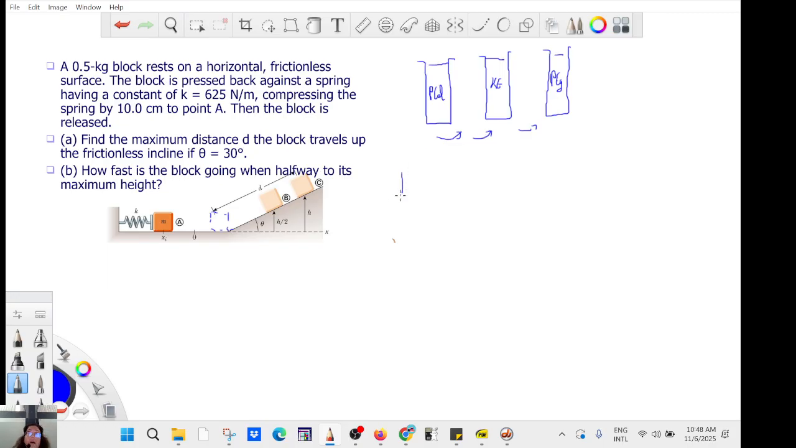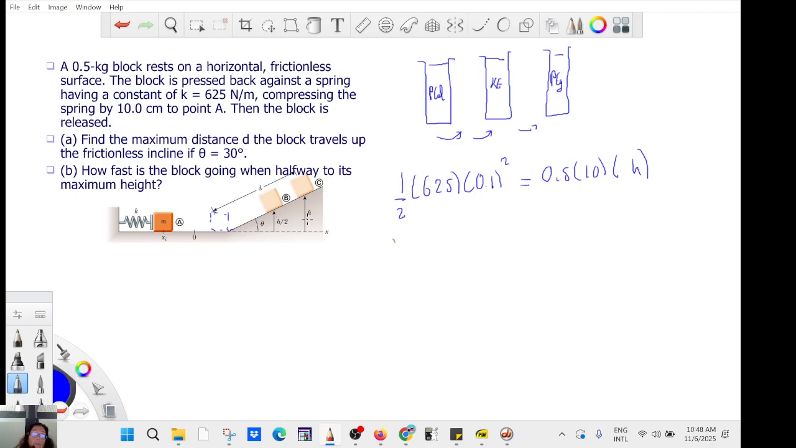So before you're going to have 1/2 k x, by which it's being compressed, so it's going to be 0.1 squared, equals the potential energy here, gravitational, which is mgh, right? So it's going to be mgh. That's what we want to find, because if you have h, then you have d.